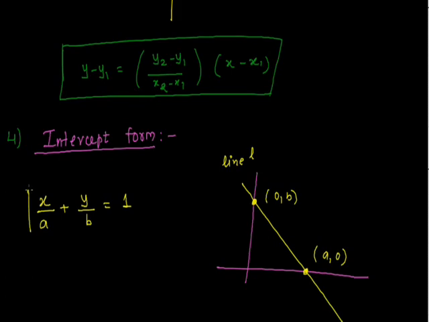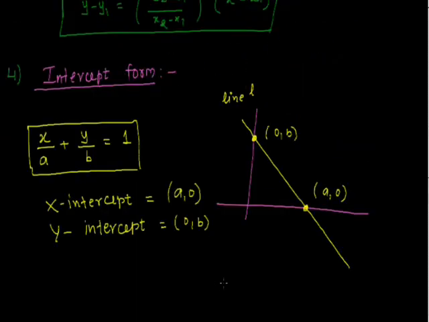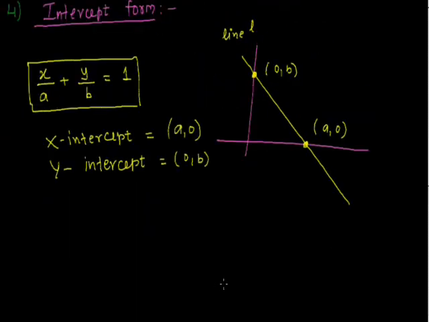This is the intercept form of the line, where the x-intercept will be given as (a, 0), and the y-intercept will be given as (0, b). So we can directly find the intercepts by using the intercept form.